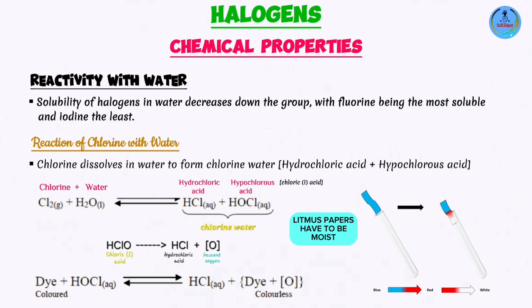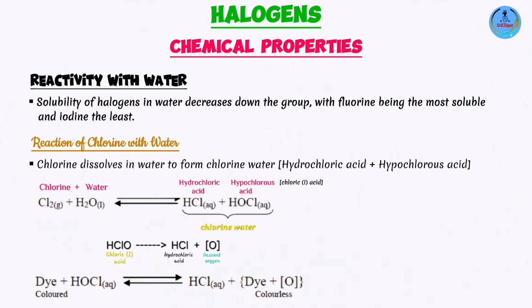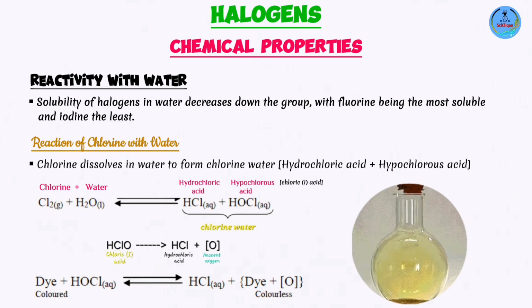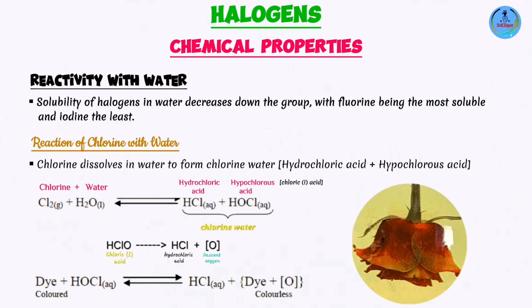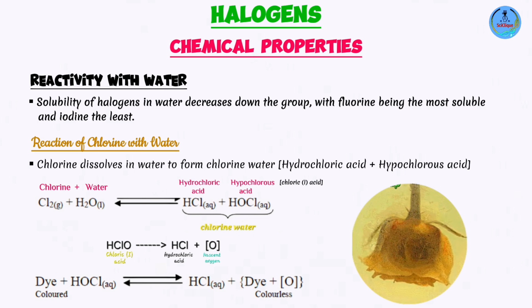Now, I have this fascinating experiment that I would like to show you. Instead of the litmus papers, you can also use flowers, colored flowers, because they contain dyes in them and they can also be bleached by chlorine. Take a look at this. How interesting is it, right?